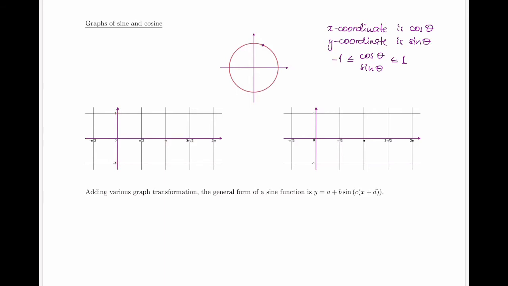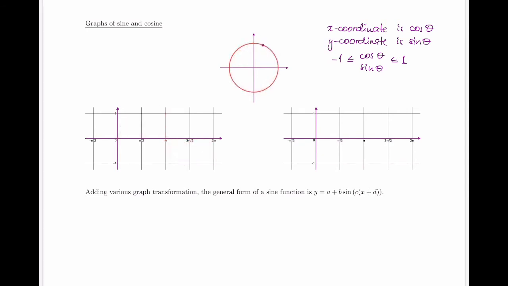range. The other thing that's useful to analyze is the fact that I know that between 0 and pi, for example, the y-coordinate, which is the sine, will be positive. So between 0 and pi, my graph has to lie fully above the x-axis, and then between pi and 2 pi, it's going to be negative here. So at that point, it has to fully lie below the x-axis.